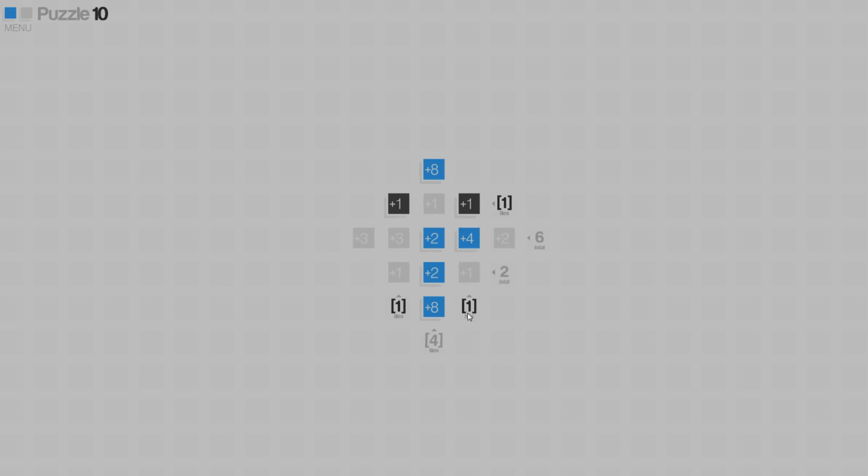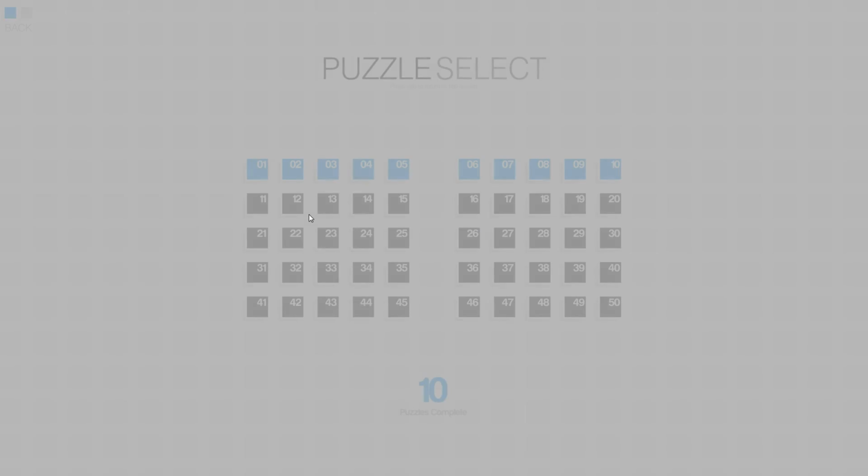And now we need 1 tile in this column here. We have 1 marked. We can remove the remaining plus 1 tile. And here we need 1 tile in this row and 1 tile in this column, which will be this plus 1 tile up here. Okay, that's it.